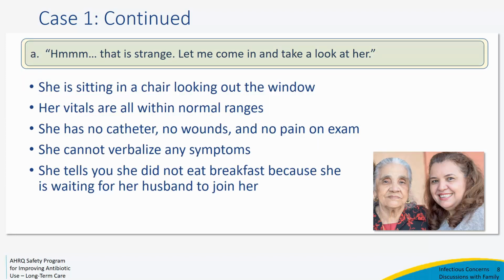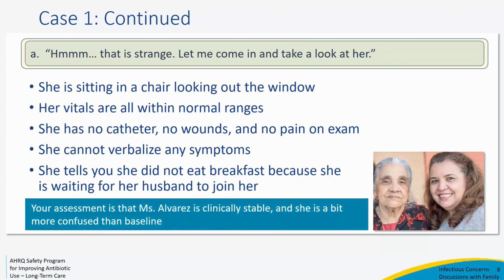You make the right decision and decide to go evaluate Ms. Alvarez. She is sitting in a chair looking out the window. Her vitals are all within normal ranges. She has no catheter, no wounds, and no pain on exam. She cannot verbalize any symptoms, and she tells you she did not eat breakfast because she is waiting for her husband to join her. Your assessment is that Ms. Alvarez is clinically stable and is a bit more confused than baseline.